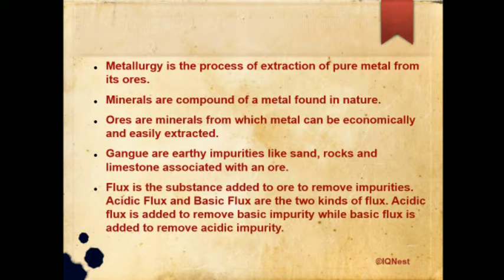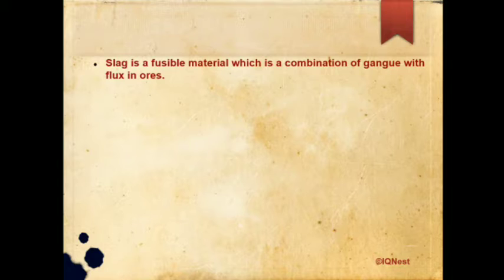Flux is the substance added to the ore to remove the impurities. Acidic flux and basic flux are the two kinds of flux. Acidic flux is added to remove basic impurities, while basic flux is added to remove acidic impurities. Slag is a fusible material which is a combination of gangue with flux in ores.